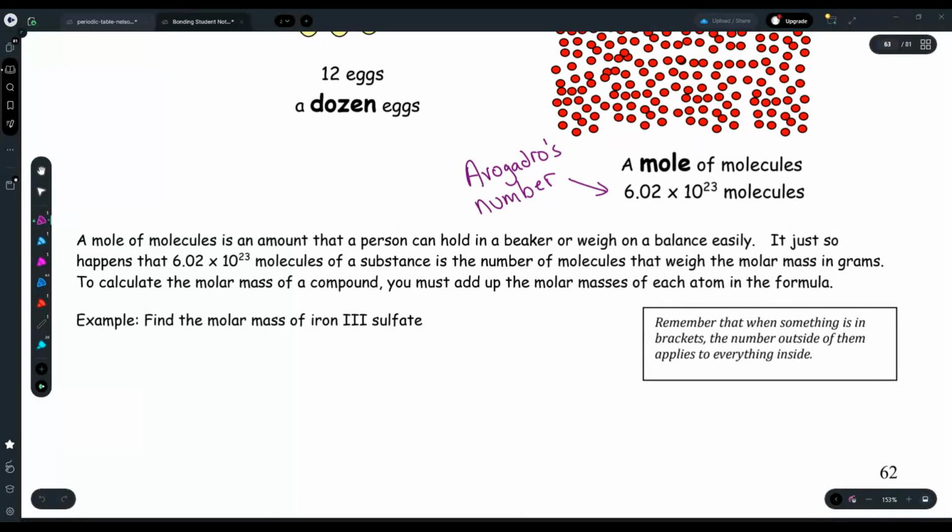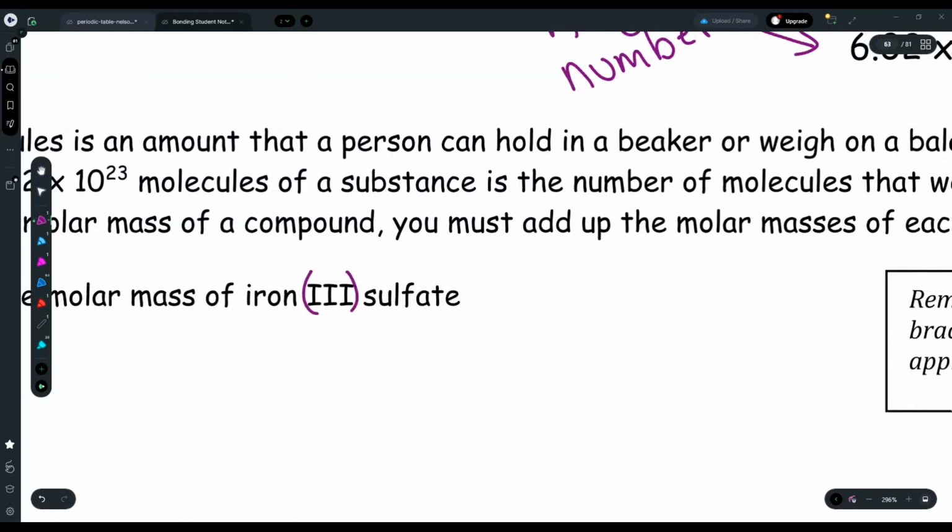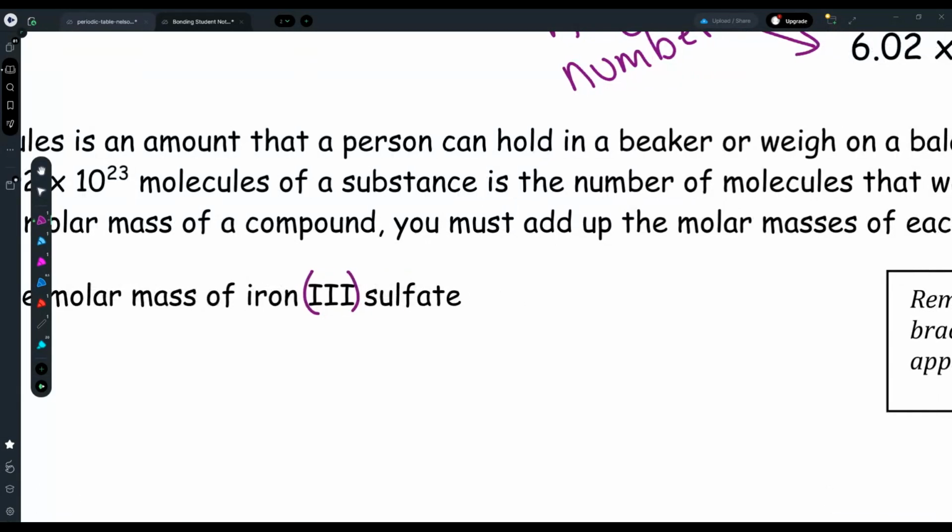So in order to calculate the molar mass of a compound, what you have to do is add up the molar masses of each atom in the formula. So for example, we need to find the molar mass of iron 3 sulfate. Remember that these Roman numerals refer to the charge of whatever ion comes in front of them. It does not refer to how many iron atoms or ions there are.